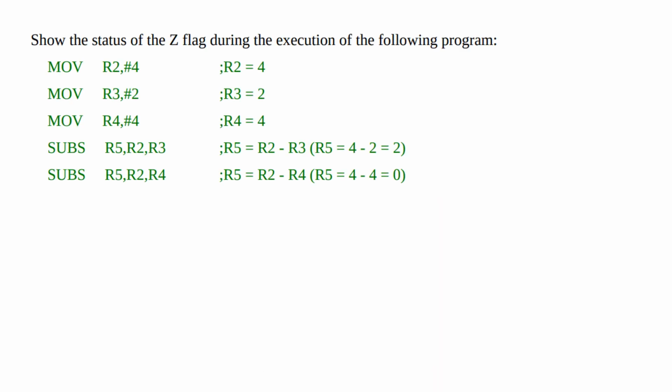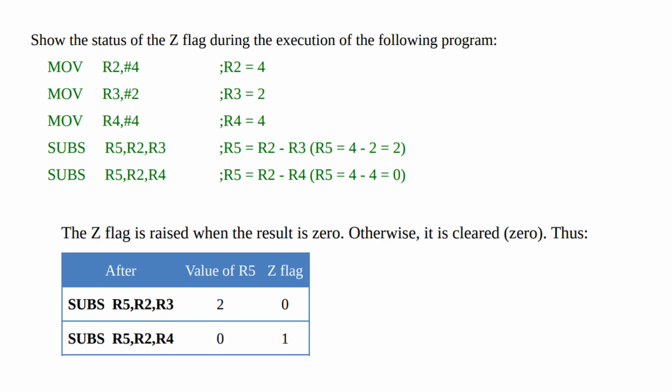Again, let's see some other examples. This is a more detailed instruction set. Previously, the instructions were not given. Let's see this. Now, show the status of the Z flag during the execution of the following program. MOV R2, 4; R3, 2; R4, 4. So what happens? 4 enters into R2 in the first instruction, 2 enters into R3 in the second, 4 enters into R4 in the third, right?